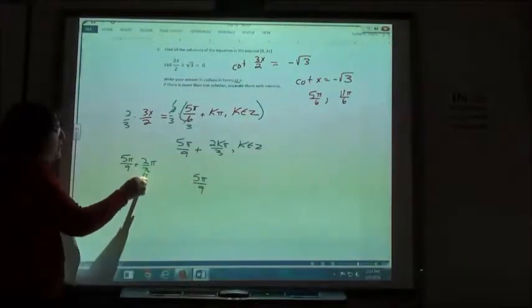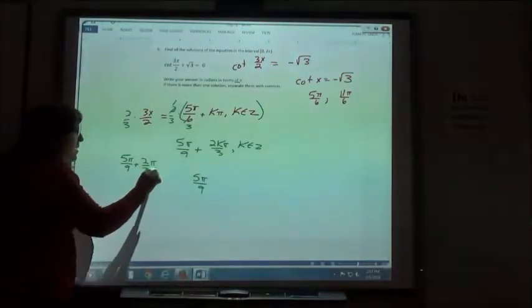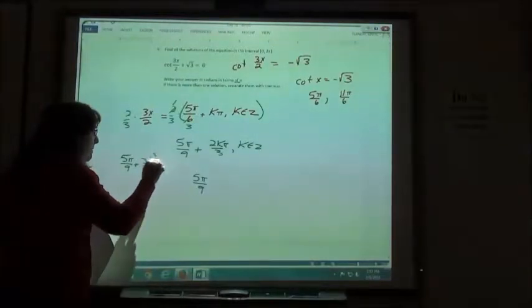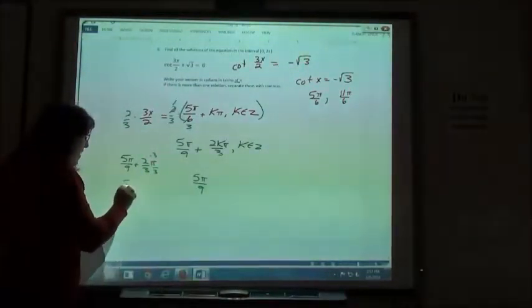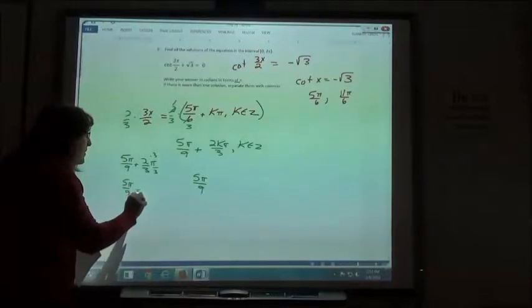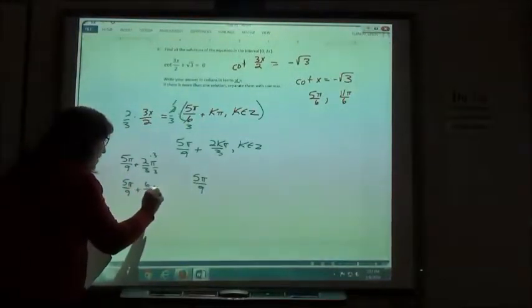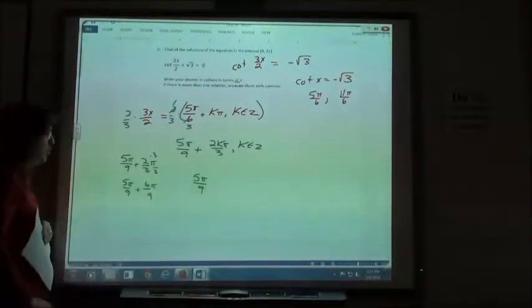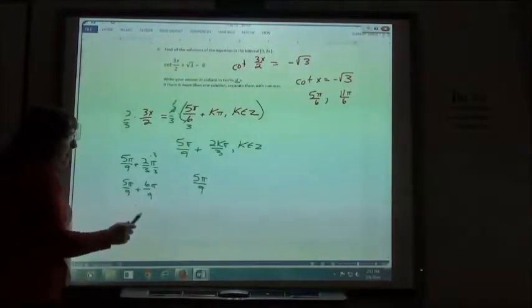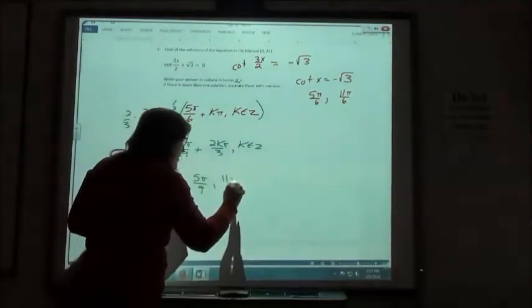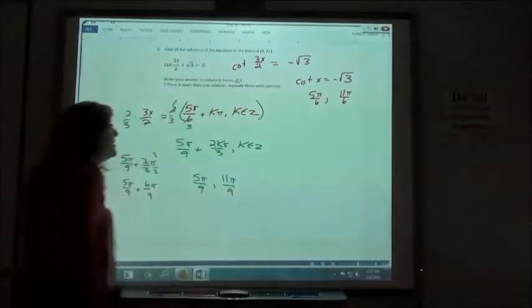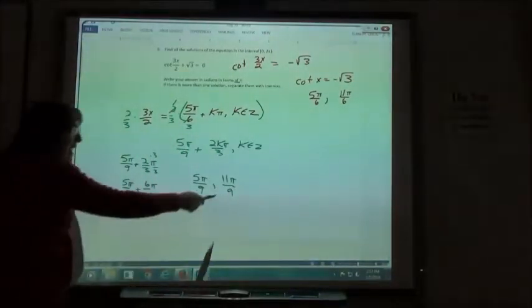So if I add 2/3, since I'm in ninths, timesing by 3, I would have 5 pi over 9 plus 6 pi over 9. Same thing as 2/3. So that's going to give me 11 pi over 9. 11 pi over 9 is less than 2 pi. I'd have to get up to 18.